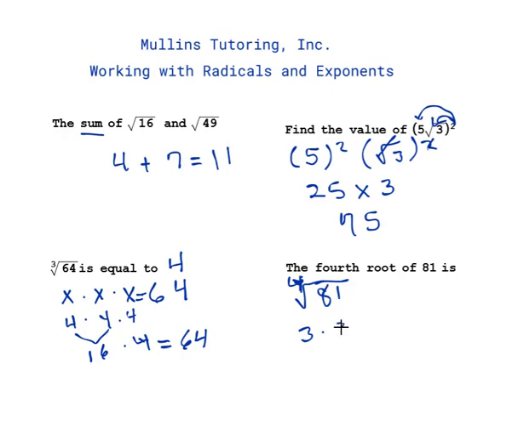3 times 3 times 3 times 3. So 3 times 3 is 9. 3 times 3 is 9. And 9 times 9 is 81. So 3 to the 4th power is equal to 81. So the 4th root of 81 is 3.